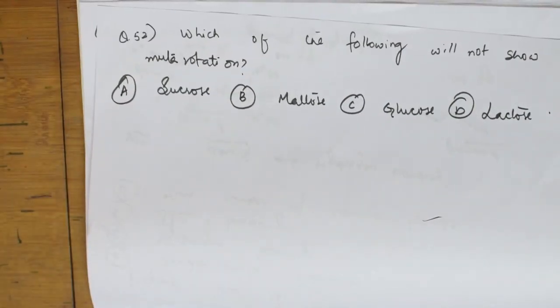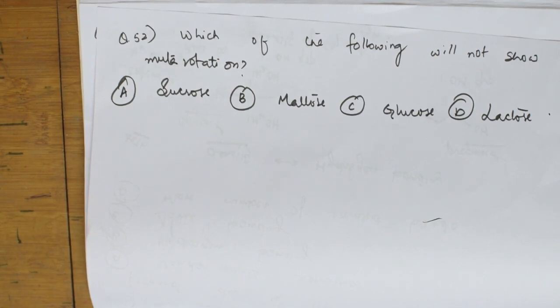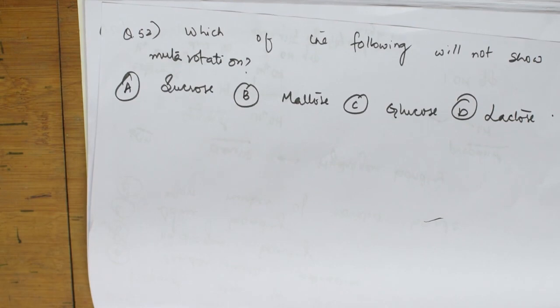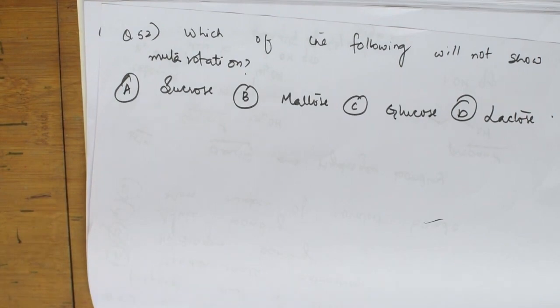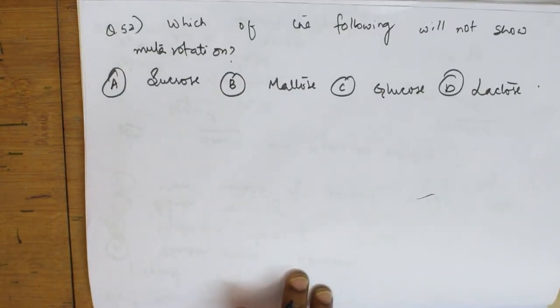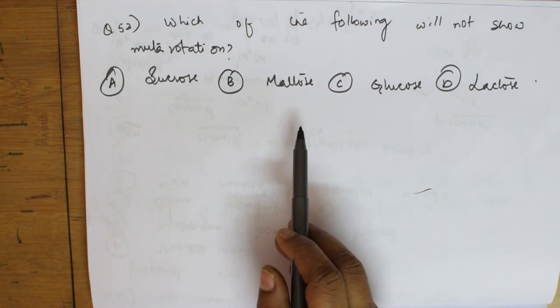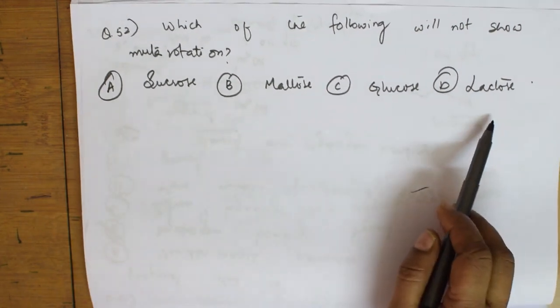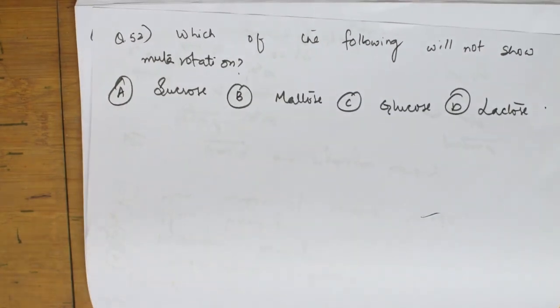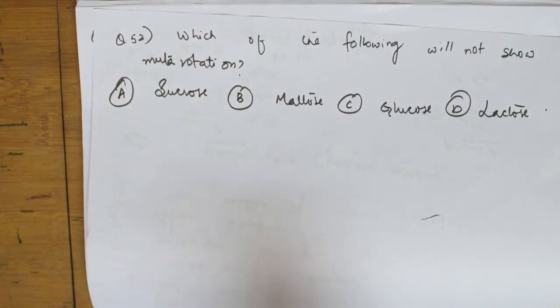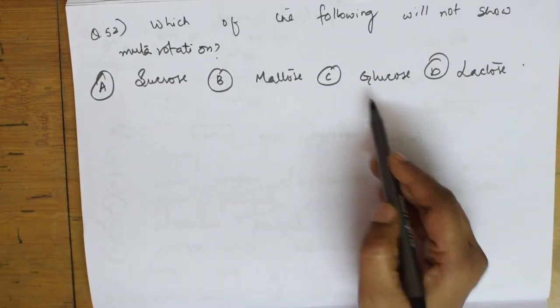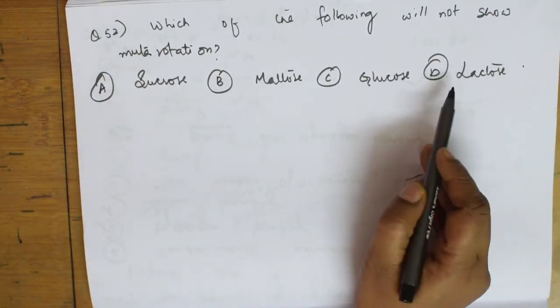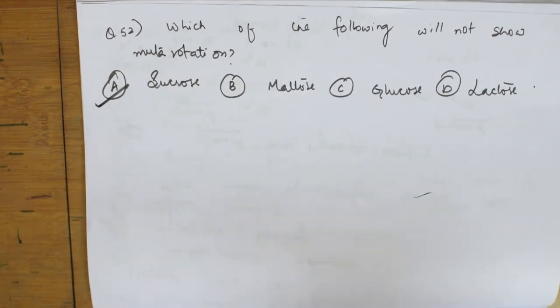Let's read this question. Which of the following will not show mutarotation? Okay, so here the mutarotation concept, I did one video on mutarotation also. Please watch that. Basically, glucose shows mutarotation, lactose shows mutarotation, maltose also shows mutarotation. So directly remember, I'll give you the reason also. Maltose, glucose and lactose show mutarotation, but the only option, sucrose, will not show mutarotation.